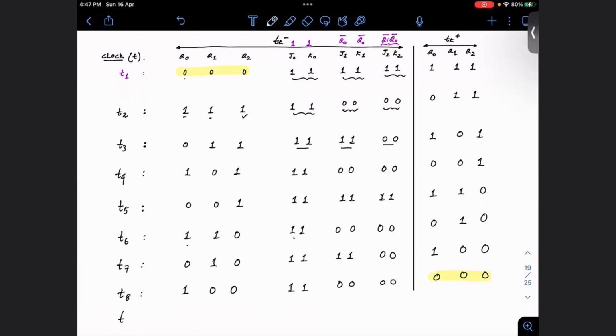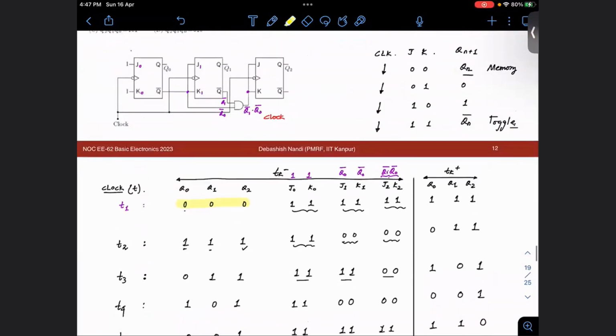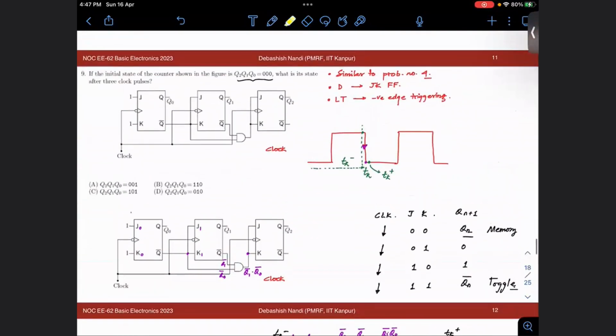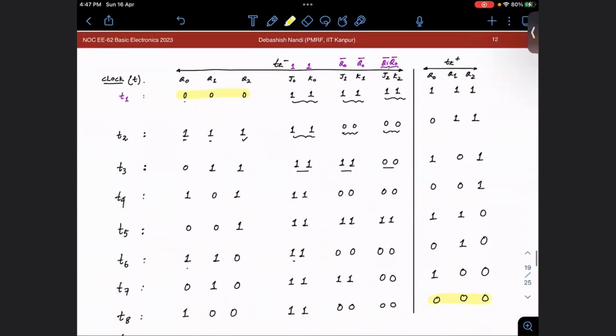So when I have the 9th pulse, I will again have 0 0 0, and this will again continue in a ring way. Fine. So now let us see what is the question. The question is, what is the state after 3 clock pulses? After 3 clock pulses, this is the first clock pulse, this is the second, this is the third clock pulse.